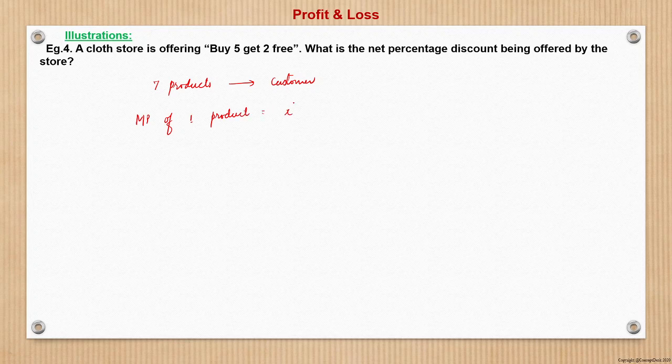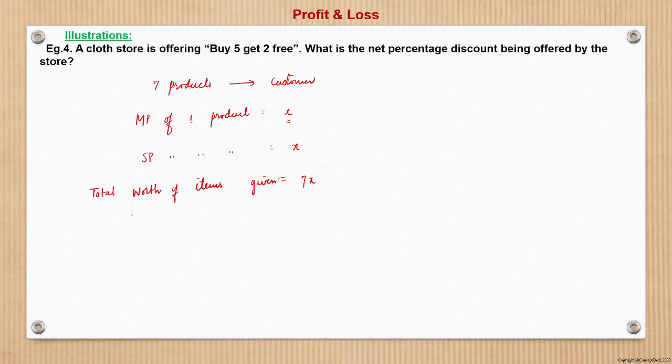is equal to X. And nowhere it's mentioned that there's a direct discount on the marked price, right? There's no discount on the marked price. So in this case, the selling price of one product also becomes X, right? So now what is the total transaction? Total worth of items given is what? 7 items given of worth 7x, right?